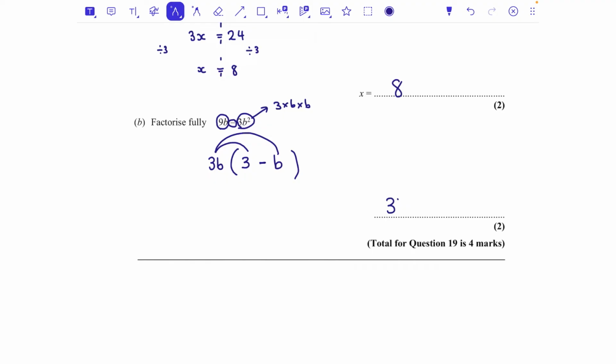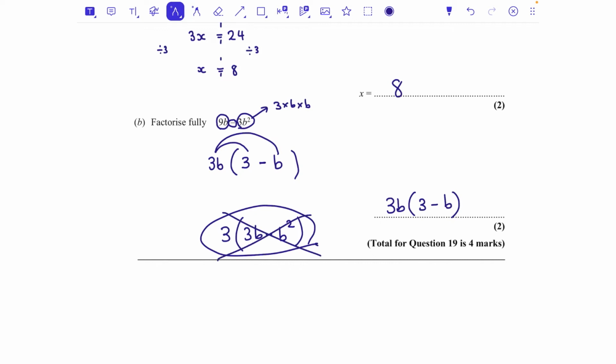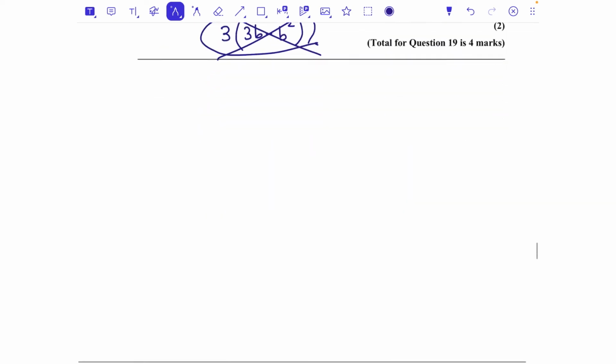Now the factorise fully was a clue that there was more than one thing to come outside the bracket. So if you just took 3 on the outside, and you left that on the inside, that's how you're going to get 1 mark there. Because you have factorised, it's correct, you've taken it outside the bracket, but you've not fully factorised. We always take as much outside the bracket as we can. So that would only get you 1 mark. So you don't want to do that. You want to take as much outside the bracket as you can. And that would be for 2 marks.